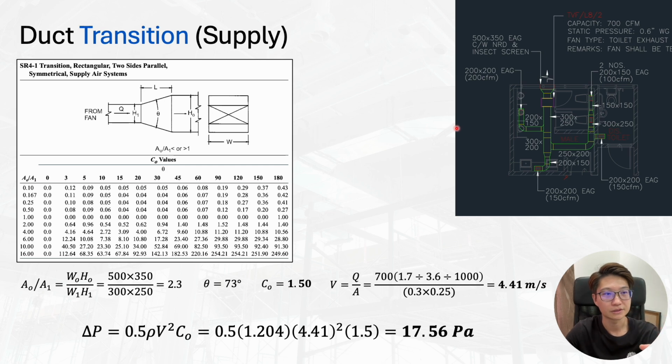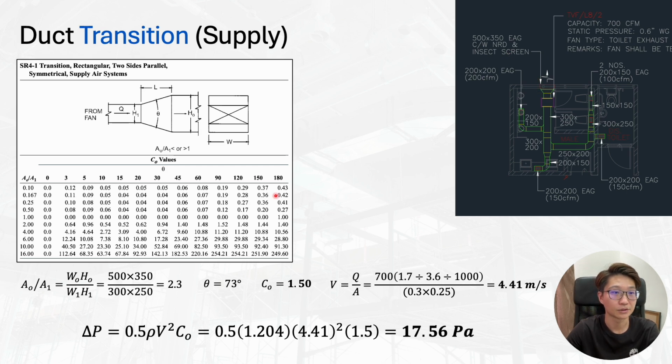Now I want to show the duct transition, but this time it is the supply one. Just now I said we use the return and exhaust one, right? Now we use the supply one. So this one is SR. We are calculating this one after the fan, and this one transitions to the external louver. This is the last part.